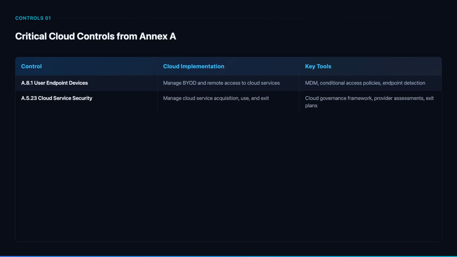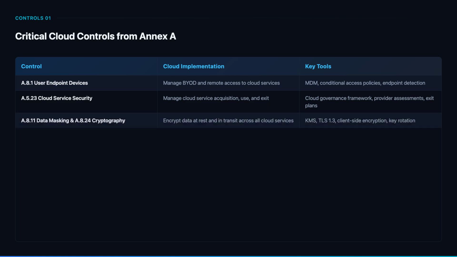Annex A Control 5.23 specifically addresses information security for cloud services. It requires establishing a cloud governance framework, assessing providers before adoption, defining security requirements in contracts, managing the shared responsibility model, and maintaining exit plans to avoid vendor lock-in.